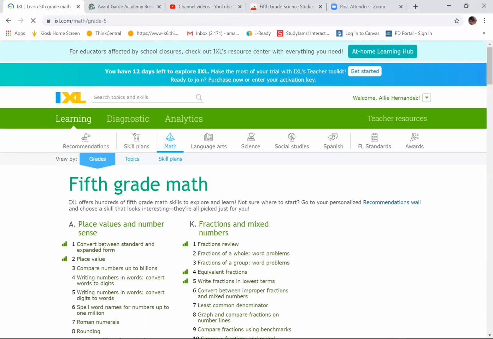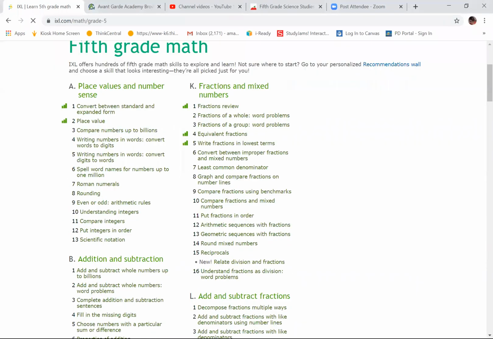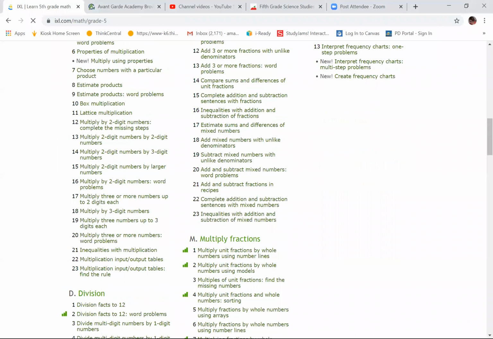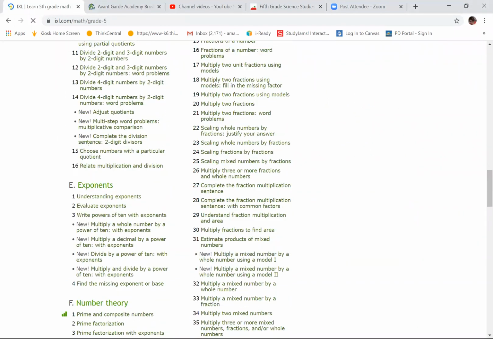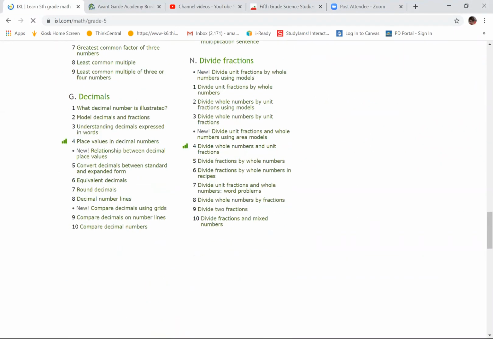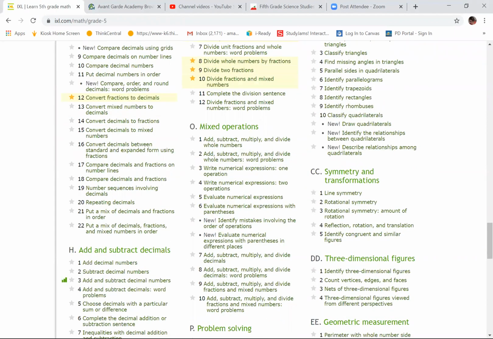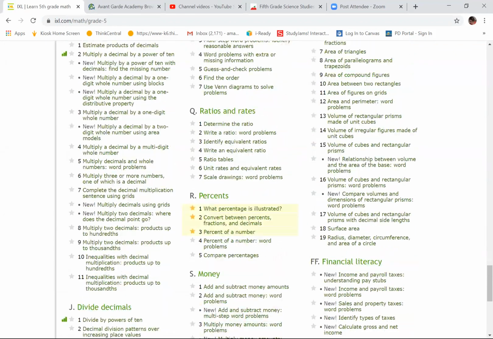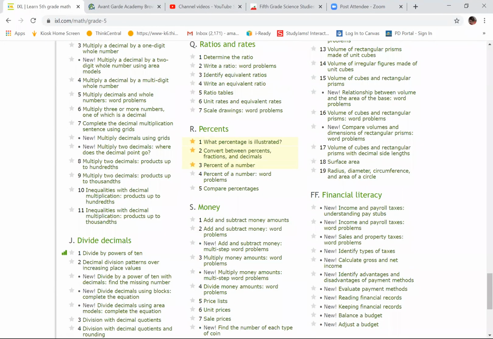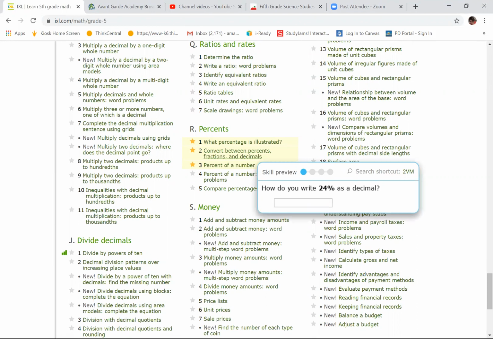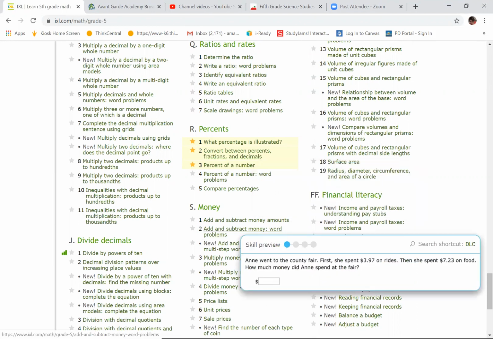I do want you to do the first one that I told you to do. Scooch down, keep going. Here we go. Is that the right one? Yep, okay, perfect. Convert fractions to decimals. No, we want to convert fractions into percentages. So let's go back down to percentages, percents, there we go. So I want you to convert between percents, fractions, and decimals, all right?